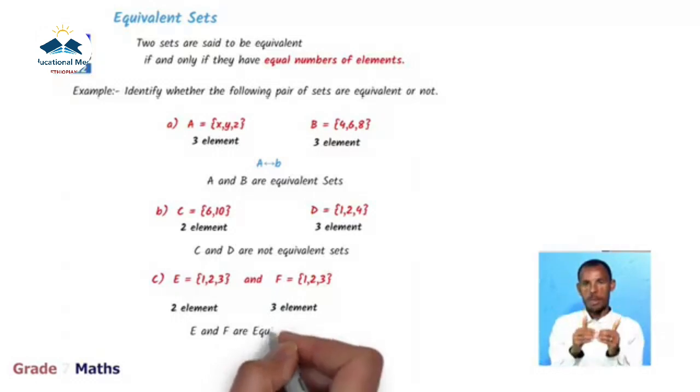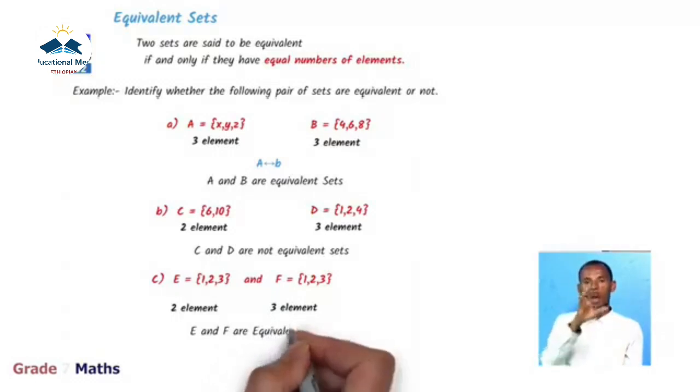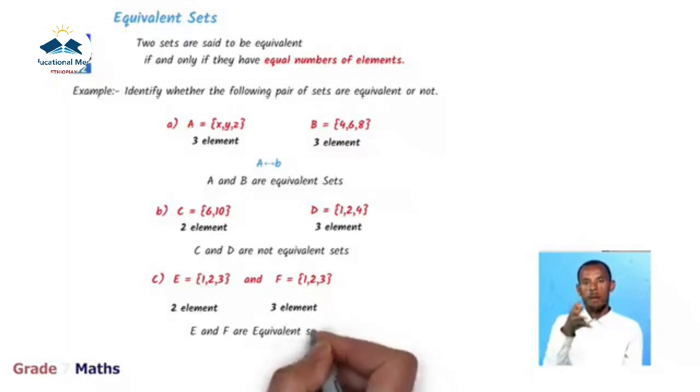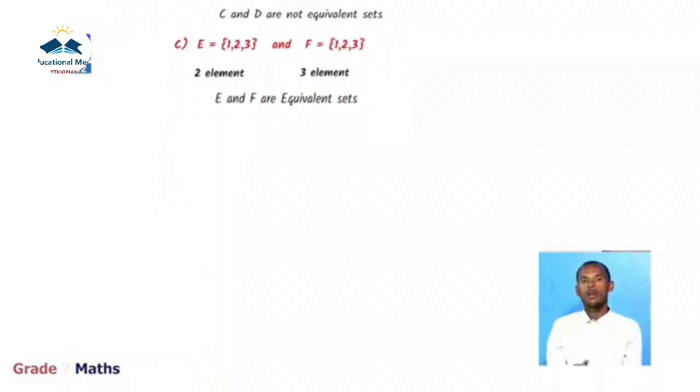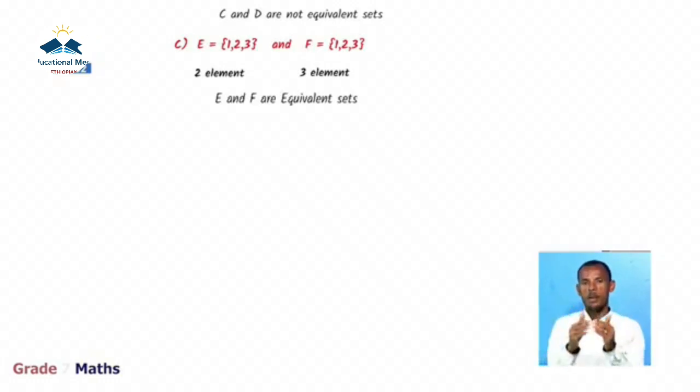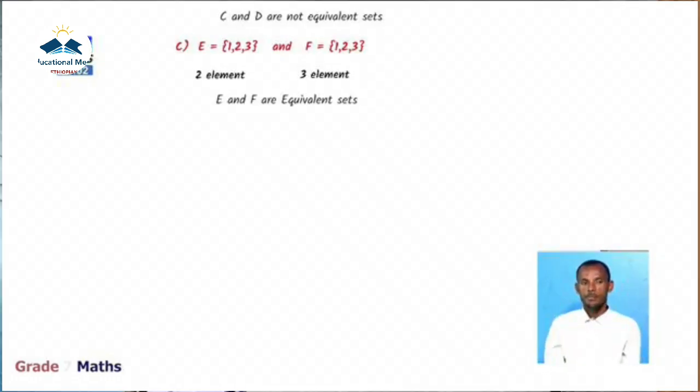Therefore here, E and F are equivalent sets. Okay, now here, what we have seen earlier, when we compare these two sets, not only equivalent, they are also equal. They have exactly the same element. The elements here are 1, 2, 3. And again here the same element is there. Therefore, these two sets, in addition to equivalent, they are also equal.